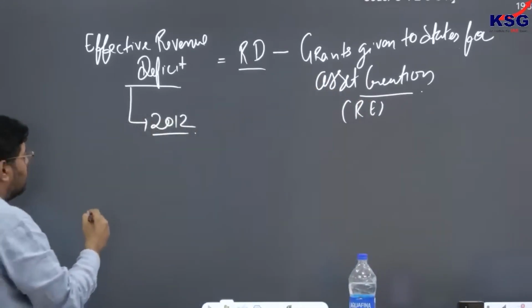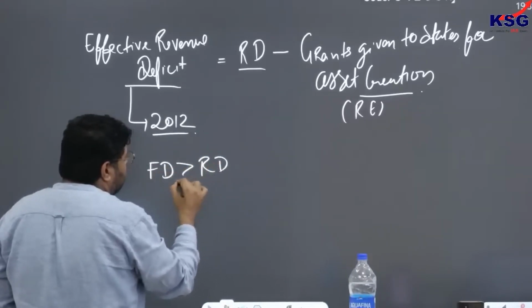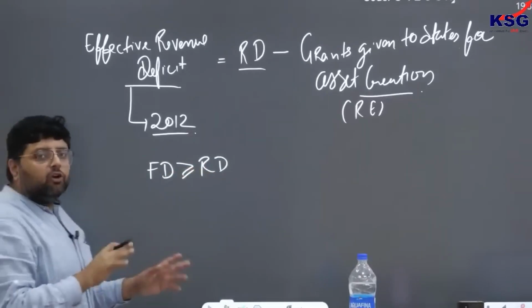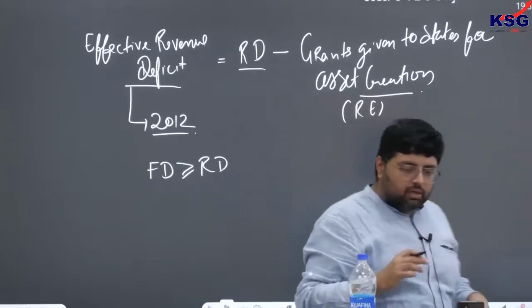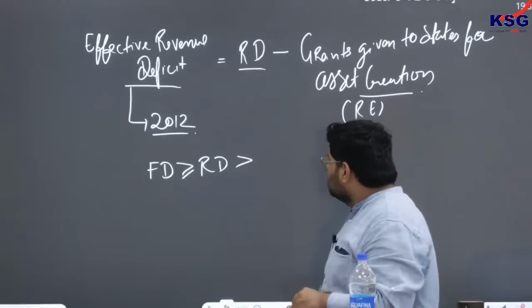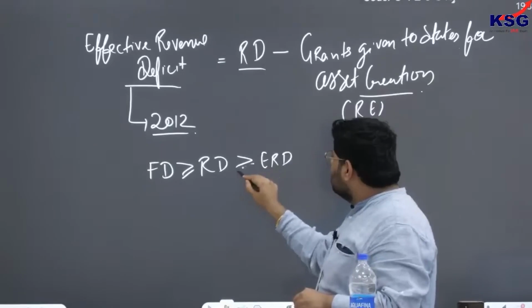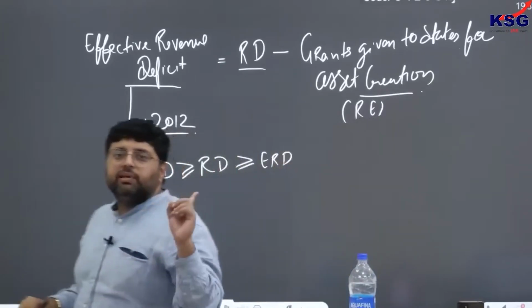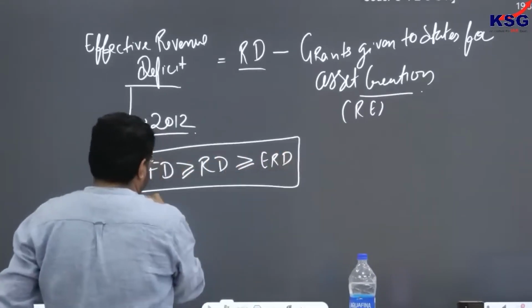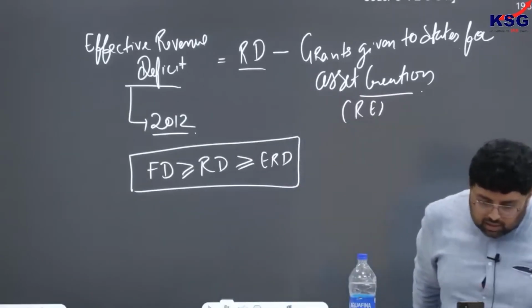Now here you have to see the relationship. FD will always be more than RD. So FD is either more than RD or equal to RD, but RD cannot be more than FD. ये चीज याद रखना हमेशा. Similarly, RD is always more than or equal to ERD. So इनके बीच में ये relation है. You have to remember this relation also.